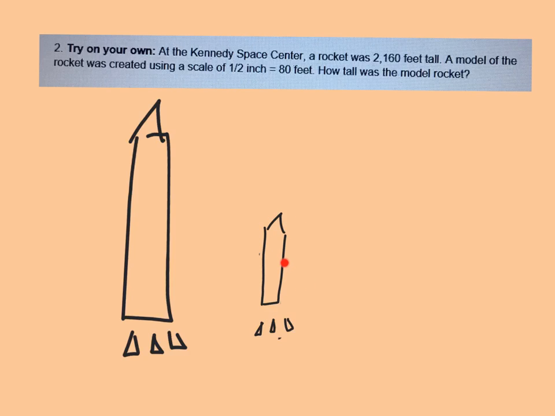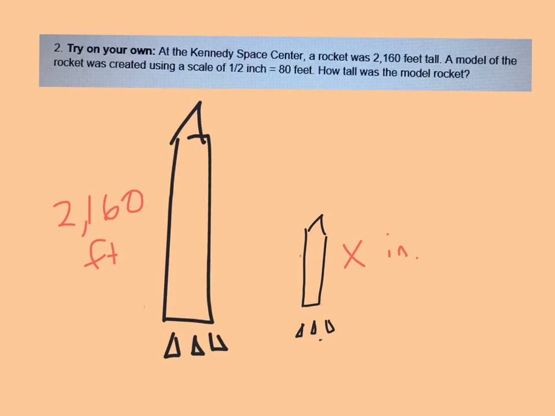So I'm going to fill in my picture. All right, my drawing. So my real rocket, or my actual rocket, is 2,160 feet tall, and it's asking me how tall was the model rocket. So that's what I need to figure out. And I'm going to use the scale to help me figure it out. 1/2 inch equals 80 feet. So I'm going to write that into a ratio.